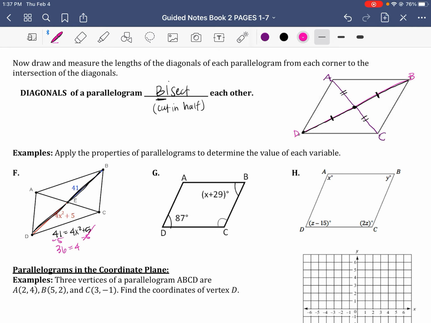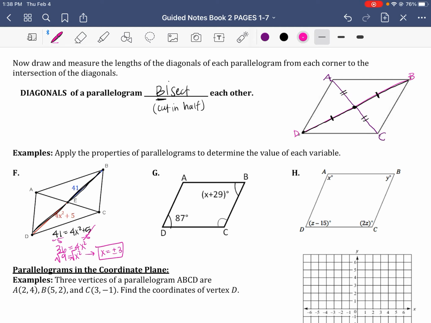36 is equal to 4x squared. If we're solving, we divide by 4 on both sides, which gives us 9. And remember, if I undo a squared, I want to square root both sides. So in this case, x equals plus or minus 3. Now I always check to see if the negative solution actually works. If I put a negative 3 in here, that doesn't actually represent a length. It'll give me the same value out of 41, so it works.